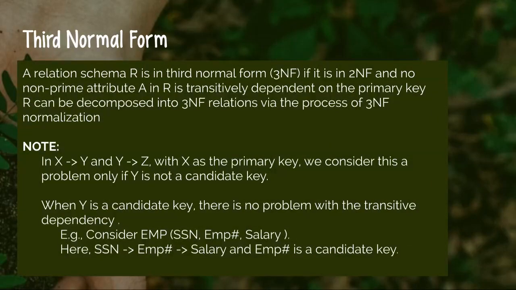So in the third normal form, we say that a relation schema R is in third normal form if it is in 2NF and no non-prime attribute A in R is transitively dependent on the primary key. It can be decomposed into a 3NF relation via the process of 3NF normalization. Okay, so what we are going to do is a decomposition, right?